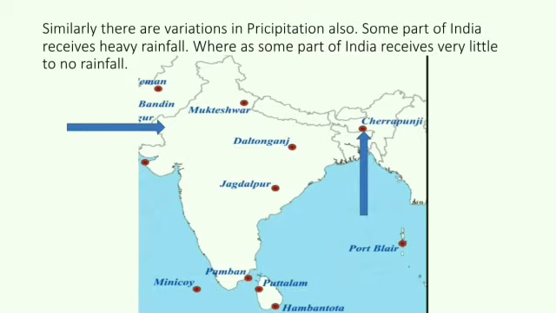Similarly, there are variations in precipitation also. Some parts of India receive heavy rainfall, whereas some parts receive very little to no rainfall. The annual rainfall varies from about 1187 centimeters at Mawsynram, a station 16 kilometers west of Cherrapunji in the state of Meghalaya, the highest rainfall receiving region in the world, to less than 25 centimeters in the Thar Desert in Rajasthan. This is one of the lowest rainfall receiving regions of India.